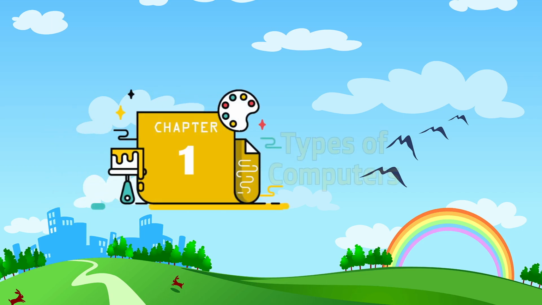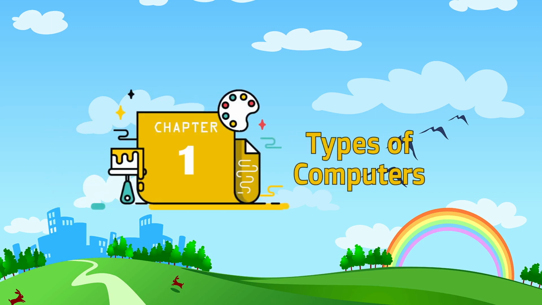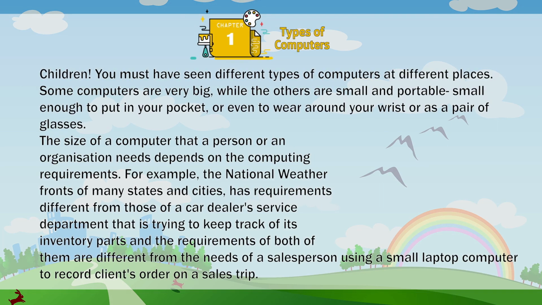Chapter 1: Types of Computers. Children, you must have seen different types of computers at different places. Some computers are very big, while the others are small and portable. Small enough to put in your pocket, or even to wear around your wrist, or as a pair of glasses.